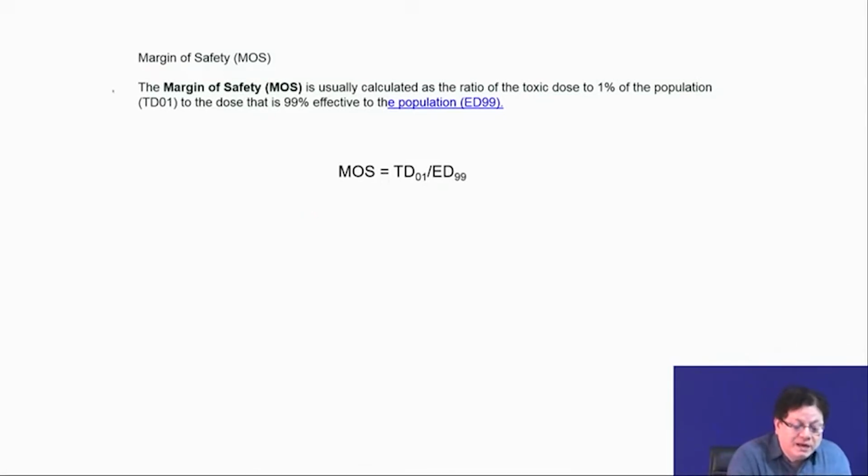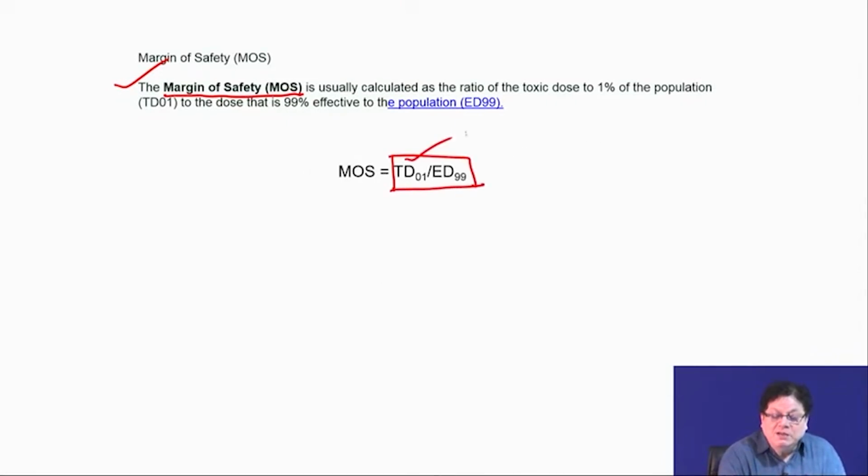Today there is also another concept, the margin of safety. You want to be very sure that a person is not given a dose which is a toxic dose. So, to do that, there is something called the margin of safety, MOS, which is calculated using TD1, that means 1% of the population is having a toxic dose, and ED99, that means 99% of the population is showing the effective response.